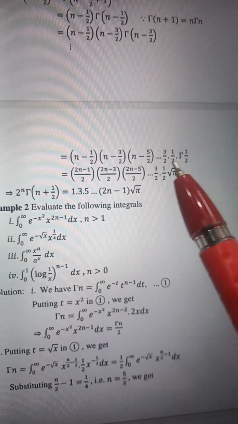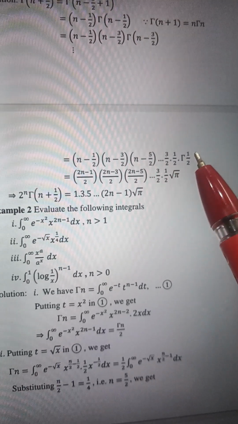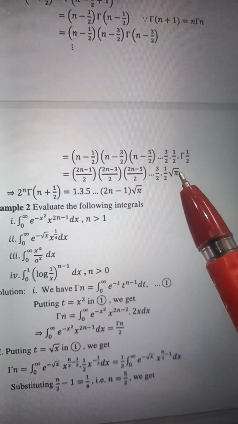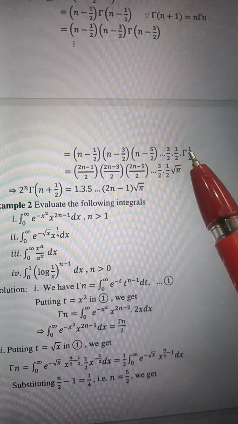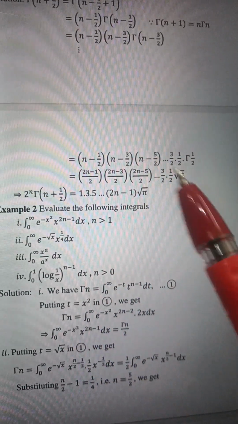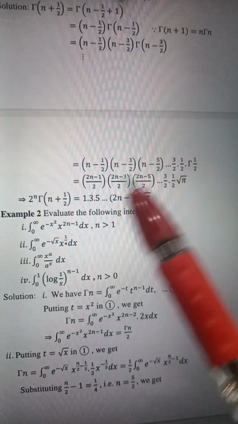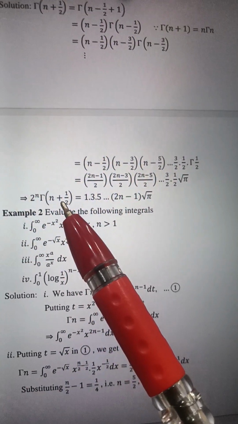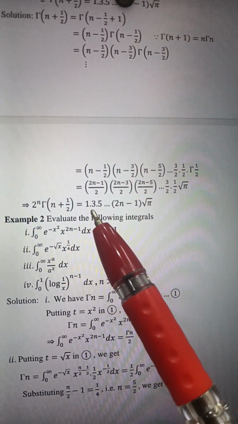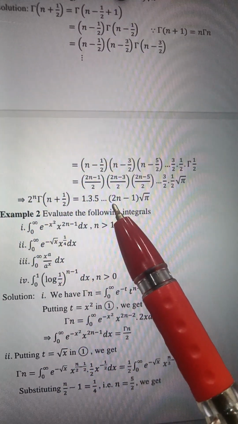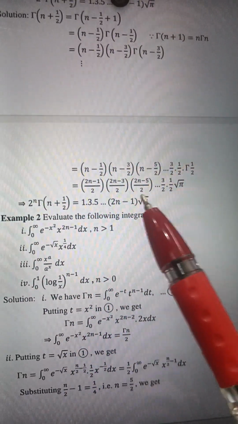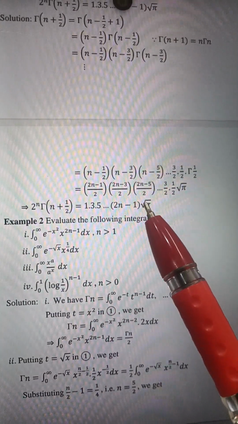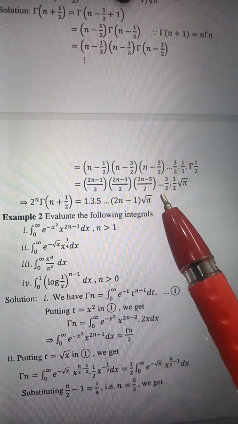And why are we writing pi here? Because factorial 1 upon 2 is root pi. We have done it in an earlier video. Factorial 1 upon 2 is root pi. So from this, we can write 2n factorial n plus 1 upon 2 equals 1.3.5 up to 2n minus 1, root pi. I hope this is clear to you.